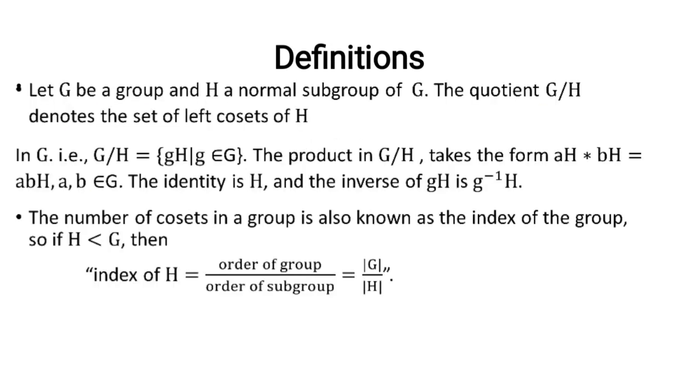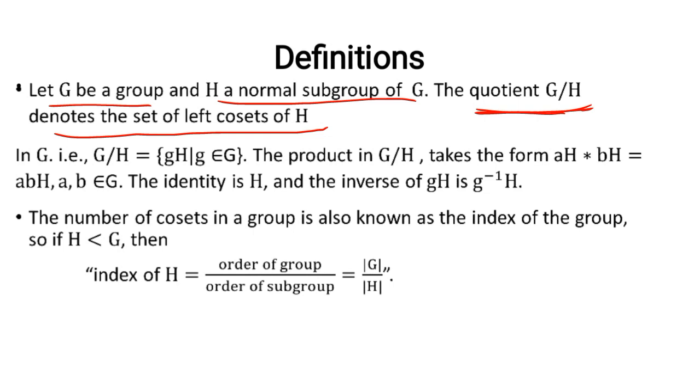Okay? Next definition you need to know is what we call a quotient, okay? Now, let G be a group. You have a group, H, a normal subgroup of G. So we must have that H is a normal subgroup of G. Otherwise, you will not have this quotient. It has to be a normal subgroup, okay? So this quotient, G modulo H, denotes the set of left cosets of H in G. So the collection of all left cosets of H in G.